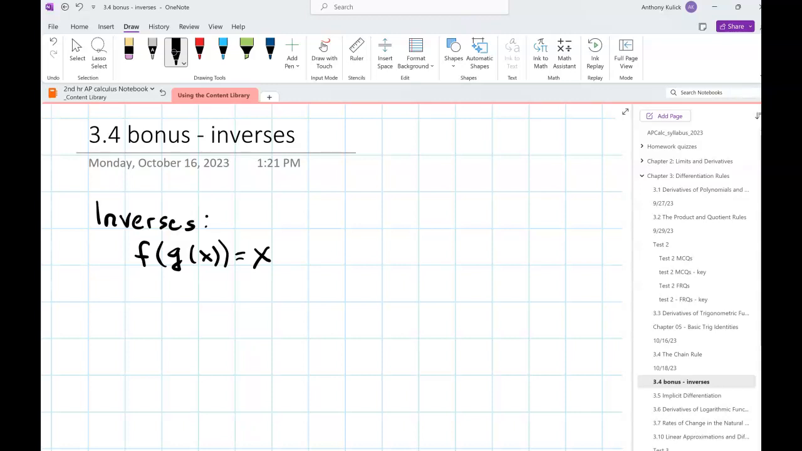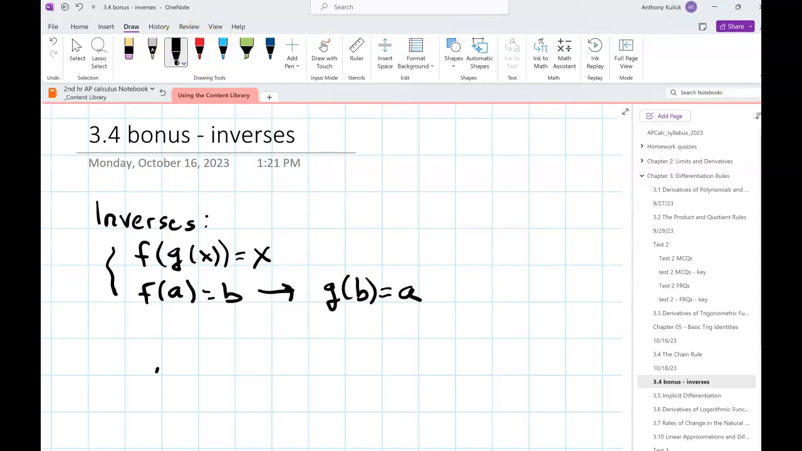So what else does this imply? This would say that if f of a is equal to b, then what can we say about g? That g of b has to equal a, right? When we make an inverse, we're basically transposing the x and y coordinates. So these are the two big pieces that we need for what we're about to do. Okay?